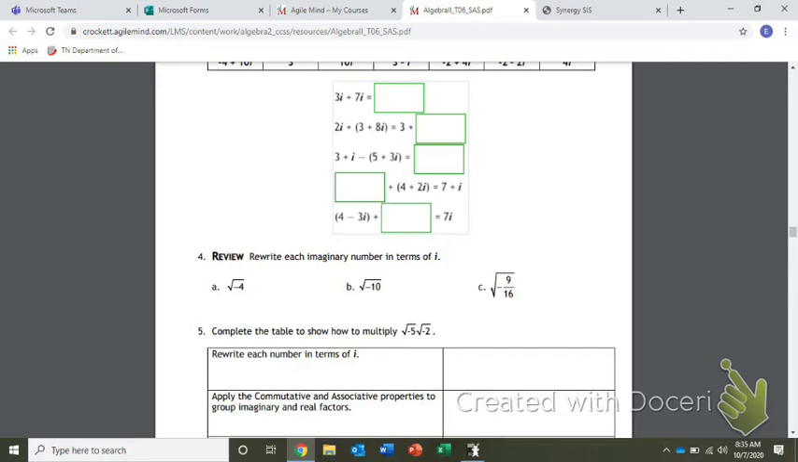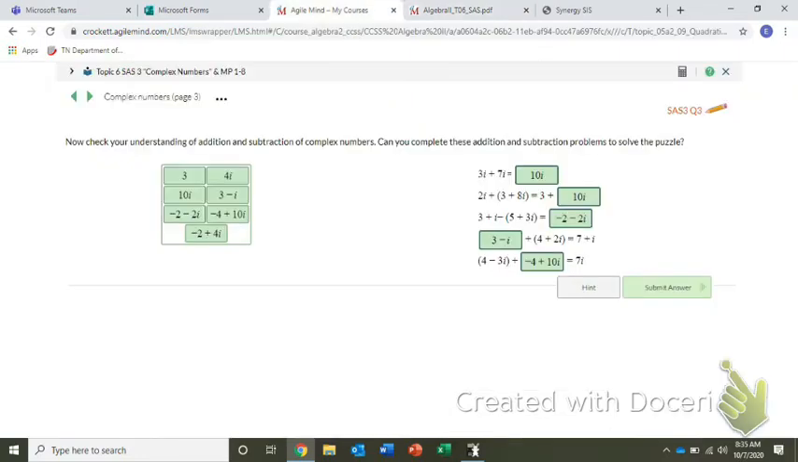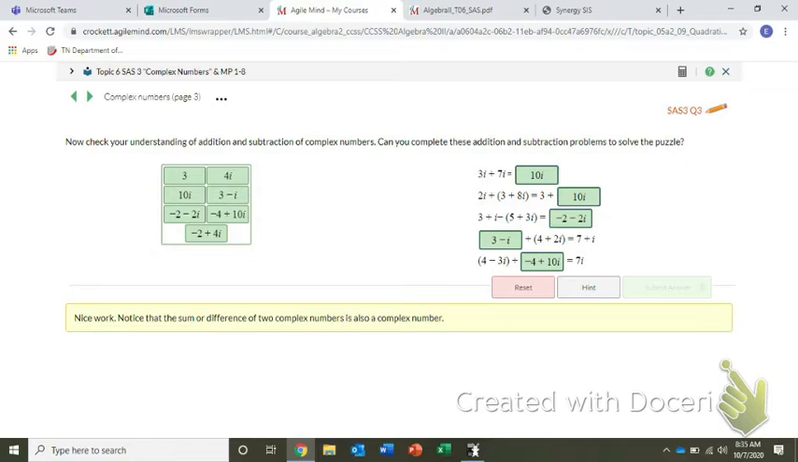Let's see. No, did I hit submit? No. Okay.